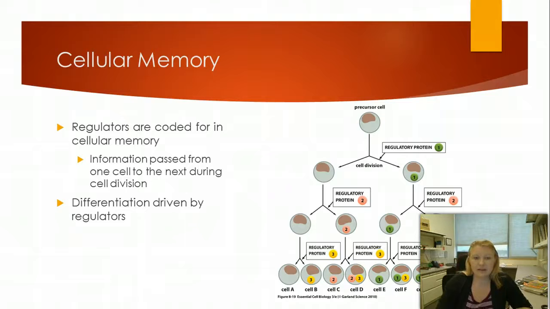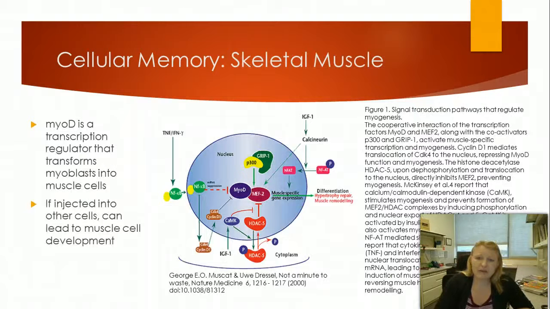So as you can see here, protein 1, when it's expressed at this point in cell division, is going to be carried through for a while. Whereas protein 2 doesn't show up until later, in both cells. And protein 3 is only in a very few of them. And this is how we get to specific cells, such as skeletal cells. And here's an example of the skeletal cells.